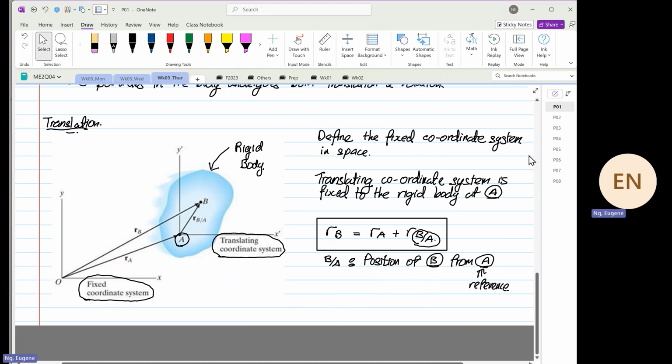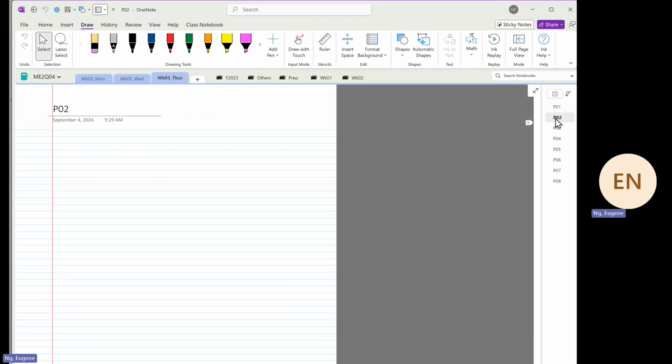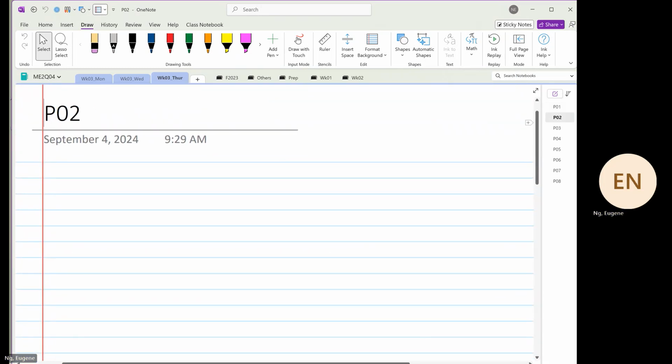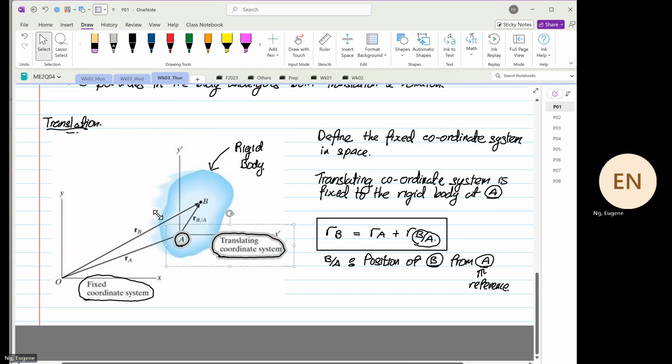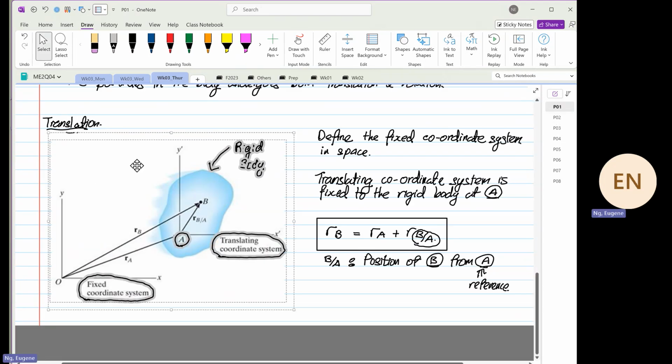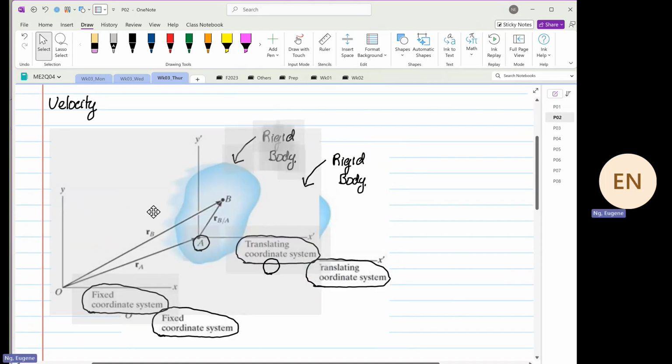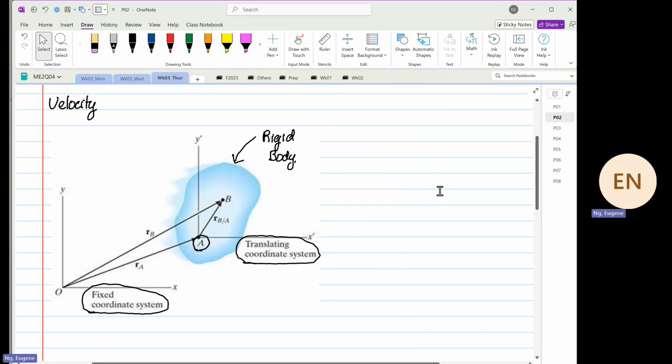Now, if we were to look into velocity now, okay, if we were to look into velocity, I will get that diagram. Okay, wrong keyboard. Okay, same diagram. Okay, we're going to look at velocity.